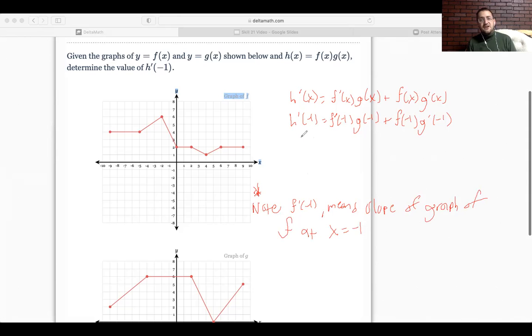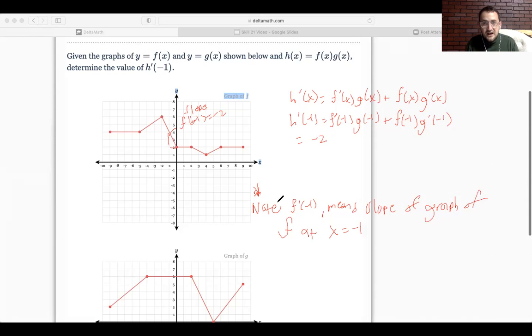So let's actually reason that here. I'm going to go to -1 on the graph of f, and we see that the slope is -2. I'm just going to make a note. f prime of -1 equals -2. That's a slope. So that's going to be a -2.